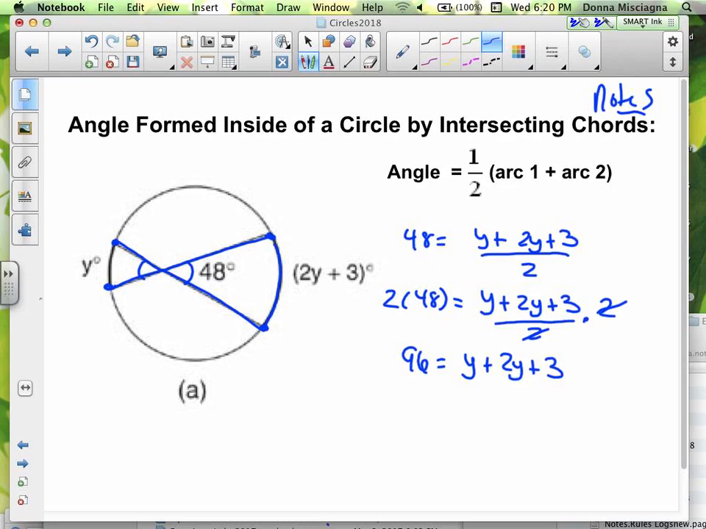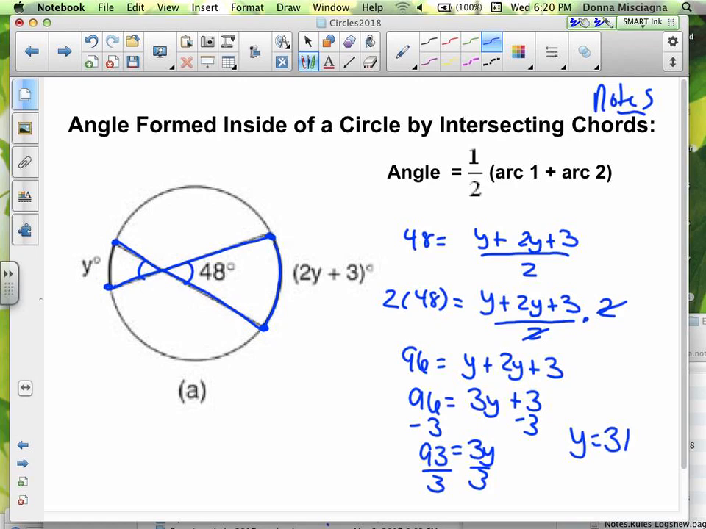We'll add our like terms together. 96 equals 3y plus 3. Subtract 3 from both sides. We have 93 equals 3y. And if we divide both sides by 3, y is going to be equal to 31. Right? And that's all there is to it.